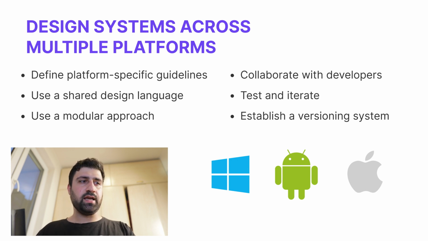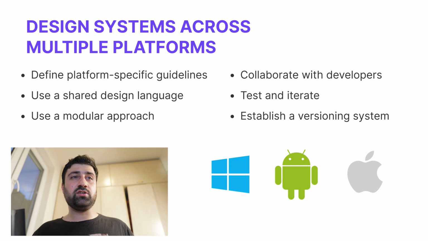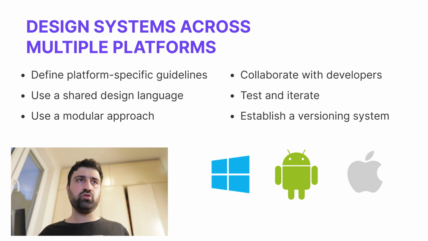Use shared design language that can be used across all the platforms. This ensures consistency and makes it easier to maintain the design system. Use a modular approach, basically the atomic design we talked about before. In that way, you can reuse your components, and for Android, you could have your Android components. For iOS, you could have iOS components.